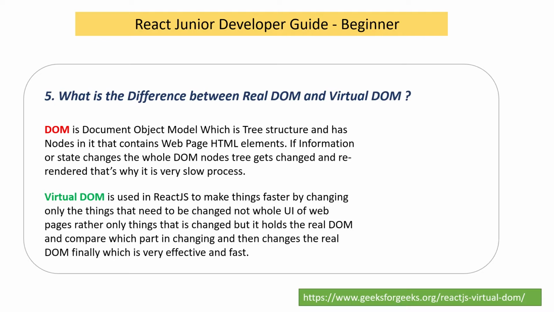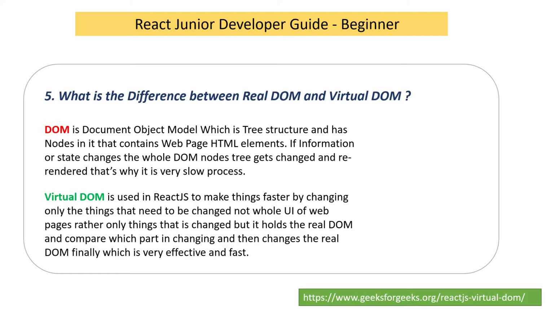Suppose I need to change only a simple paragraph tag in the total website. Only that data is changed, not everything, just a simple paragraph or a simple image. I don't want to render the whole website and the whole structure of tree nodes. I just want to change the particular thing that changed, not the whole UI of the web page. That is what the virtual DOM does: it changes only the part that is changed, and it holds the real DOM. It doesn't change the real DOM as soon as you change the particular thing.